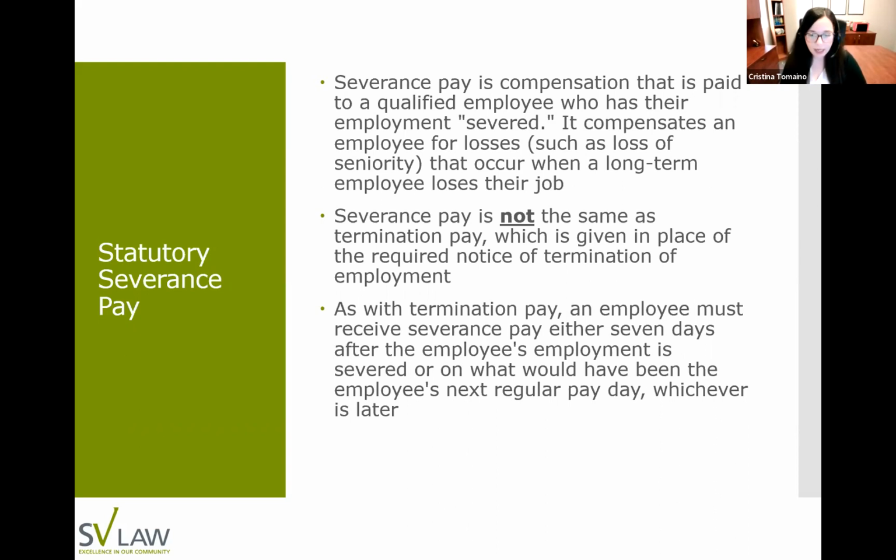So severance pay, as discussed, is only owing to certain employees, and we'll go through the eligibility test in just a moment. But for both termination and severance pay, the employee must receive those payments either 7 days after their employment has ended or on what would have been their next regular payday, whichever is later. Now, severance pay cannot be provided as notice. So if an employee is entitled to 2 weeks or 5 weeks of severance pay, you are required to pay out that amount. You cannot simply tack on some notice if you're providing working notice.